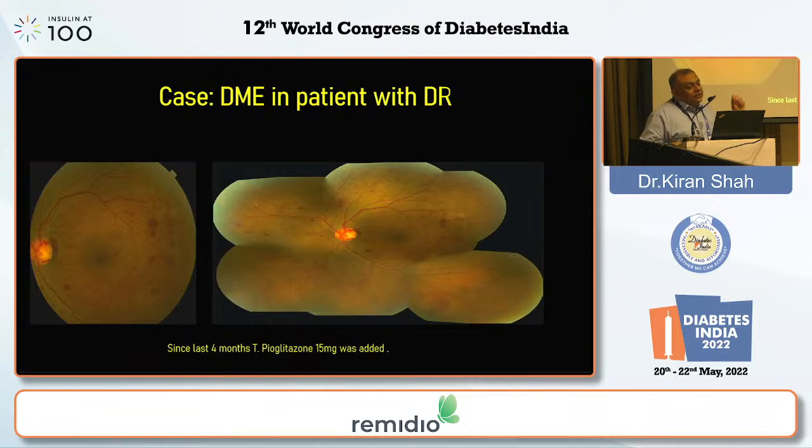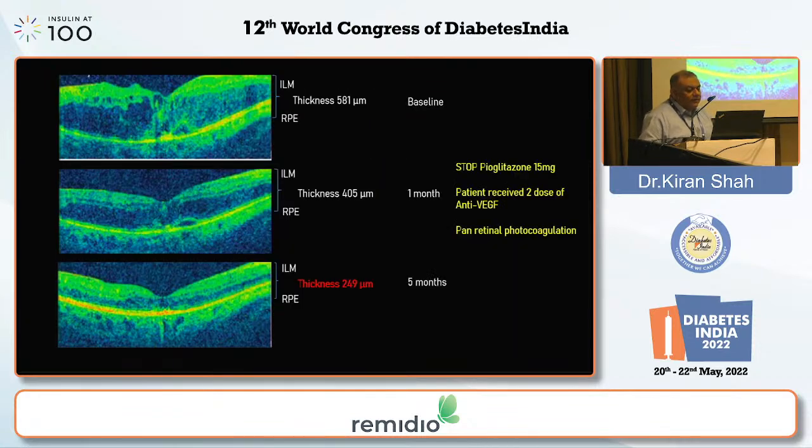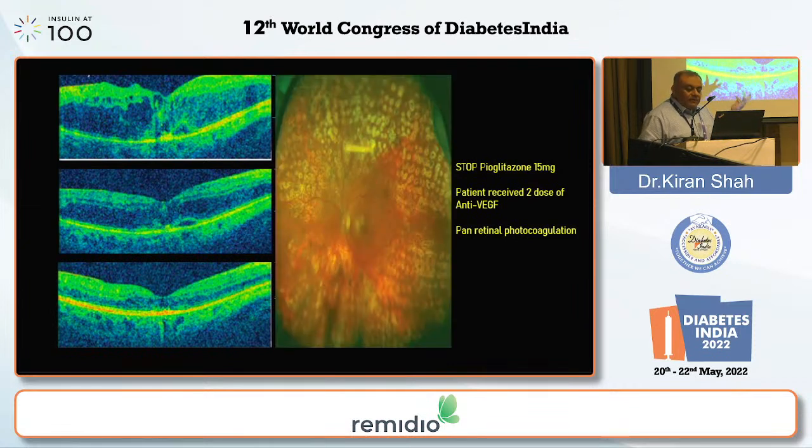Now, a patient with established diabetic retinopathy, irrespective of whether it is non-proliferative or proliferative diabetic retinopathy, these patients have more tendency to develop diabetic macular edema. So if you add pioglitazone in these patients with established diabetic retinopathy, this is what you get. You will get diabetic macular edema. So that's the time you again stop the glitazone. This patient subsequently received 2 doses of anti-VEGF, and he also got a pan-retinal photocoagulation.